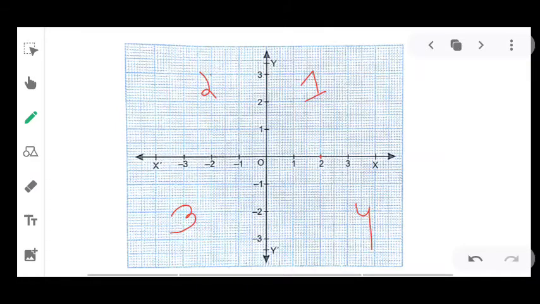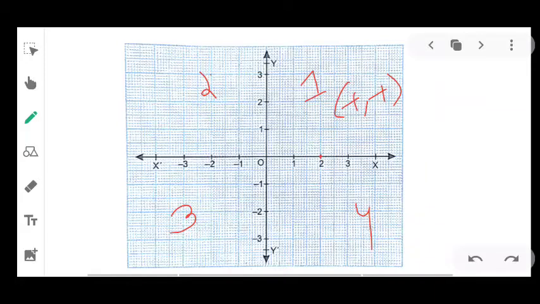Now the sign of the first quadrant will be plus plus. Okay, as you can see, this is just like the number line. In this region, the integers of the x-axis are positive integers, and the integers of the y-axis are also positive. So that's why the sign of a point in the first quadrant will be plus plus. Clear?